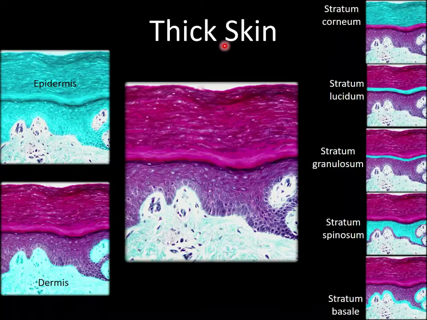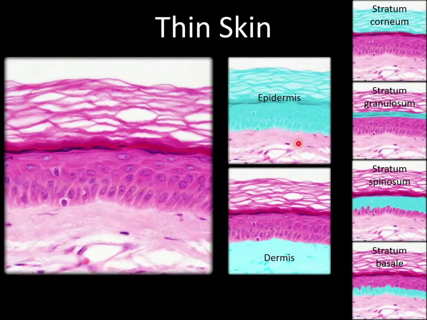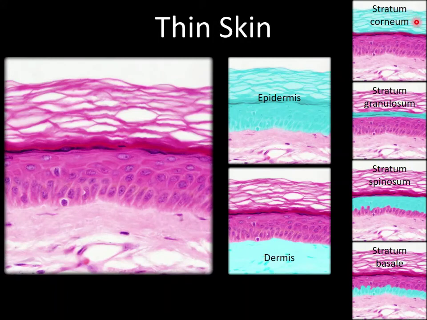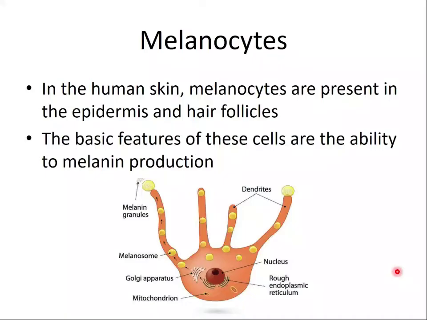Thick skin will have 5 layers: the stratum corneum, stratum lucidum, stratum granulosum, stratum spinosum, and stratum basale. That's the thick skin. Thin skin will again have both the epidermis and dermis, and the epidermis will consist of the 4 layers without the stratum lucidum. So stratum corneum, granulosum, spinosum, and basale.